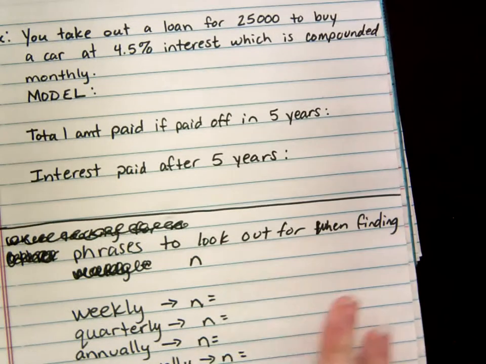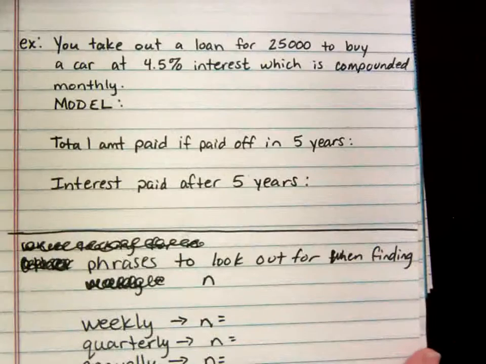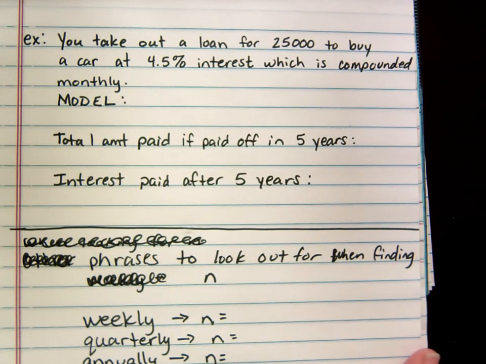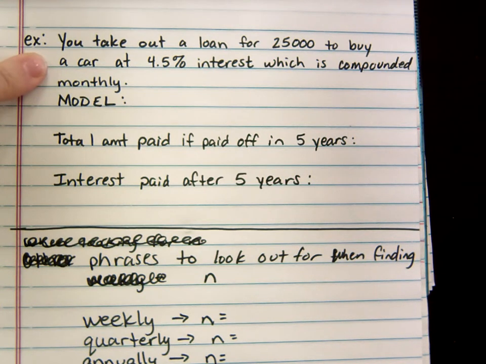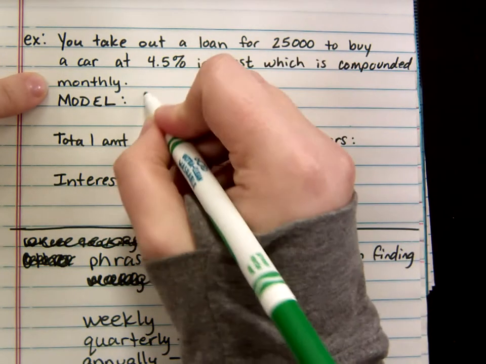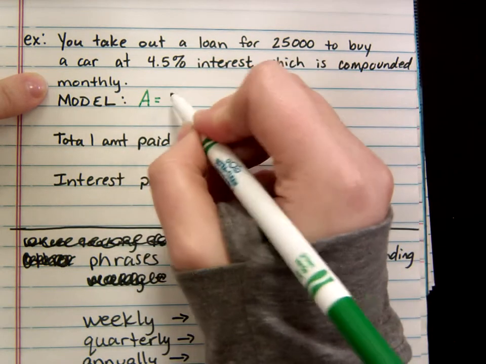Okay. Let's do one more problem like that, and then I want to talk about a couple other phrases you might see when talking about what your end value is. But first, this one. Let's say you take out a loan for $25,000 to buy a car at 4.5% interest, which is compounded monthly.